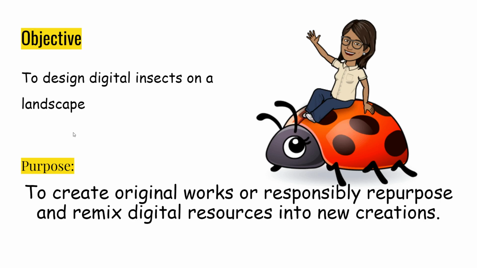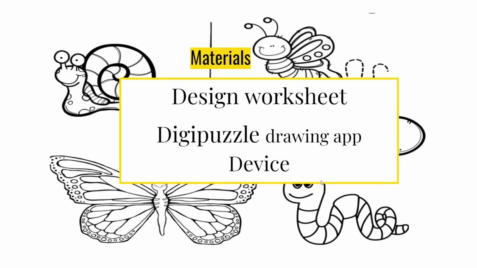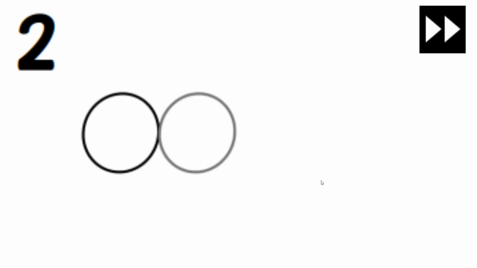After the students have learned a lot about the different types of animals, this is where the students can actually put their knowledge onto the screen. Our materials for this lesson are a design worksheet, the DigiPuzzle drawing app, and a device. The design worksheet follows the engineering design process, where students have to create on paper, outside of the screen, what their animal will look like, what colors they would like to use, and the basic backgrounds and foregrounds that will be utilized using paper.